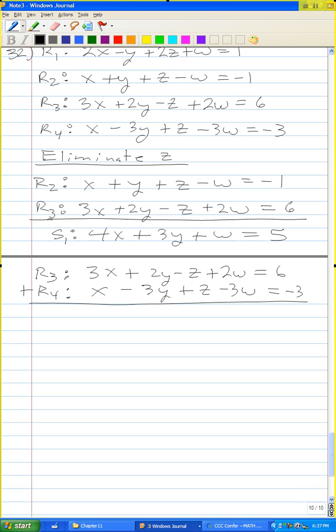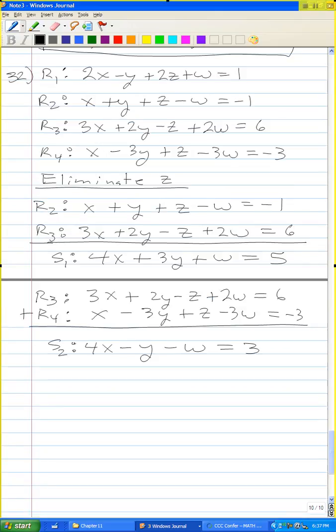And so I get 4x minus y minus w equals 3. So that's S2. So I've used R2, R3, R4. I have not used R1 yet.